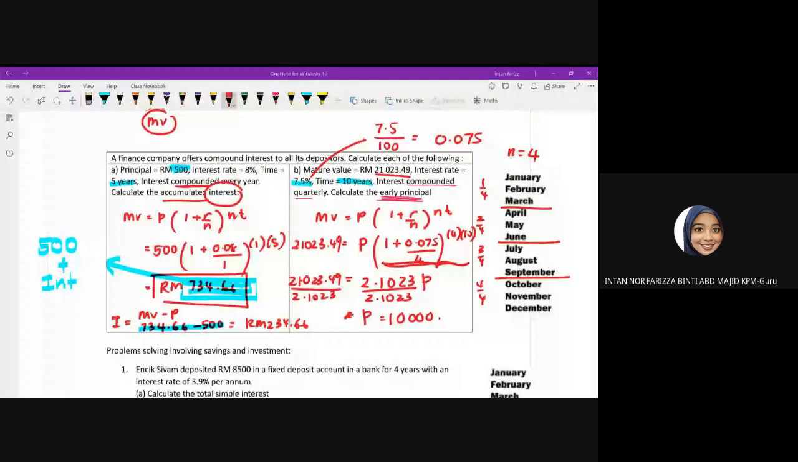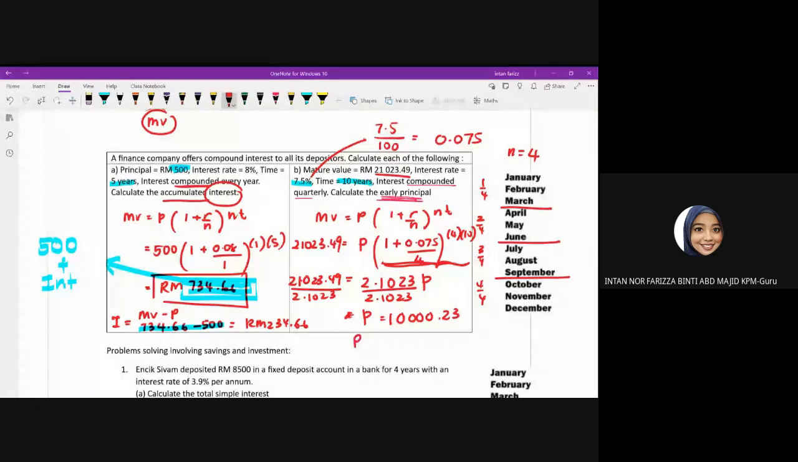Why I cannot share my screen? Okay, can you see what I'm presenting right now? Can you see the notes, girls? Yes, teacher. Aduh, janganlah jerit Alisa. Sakit telinga I. Aduh, hai budak ni.